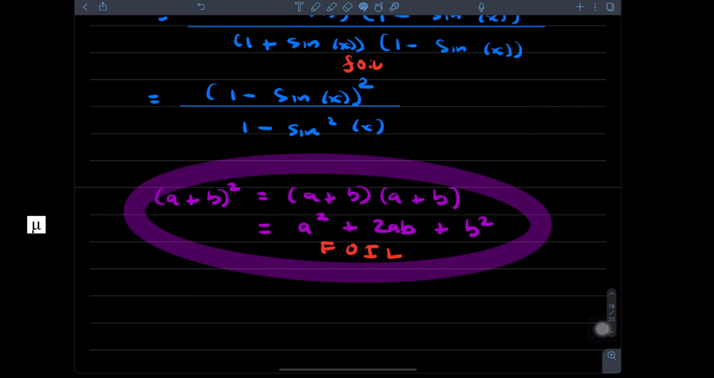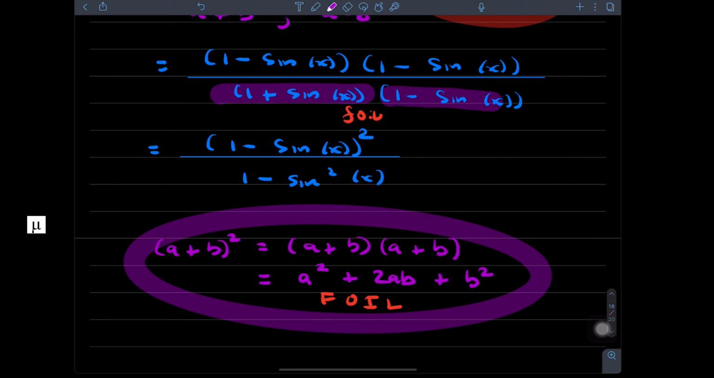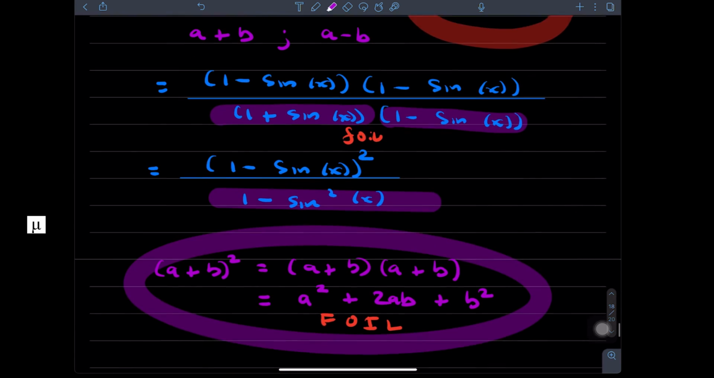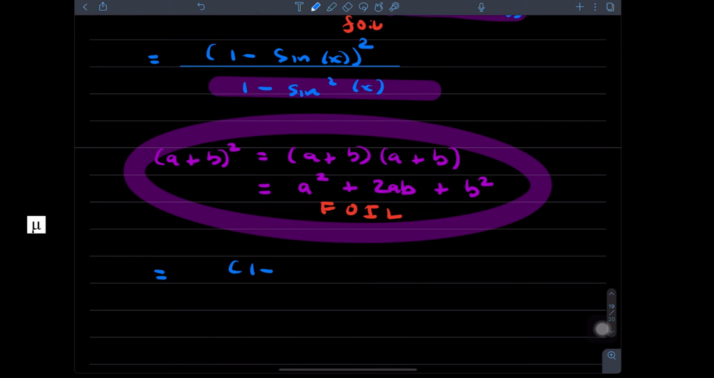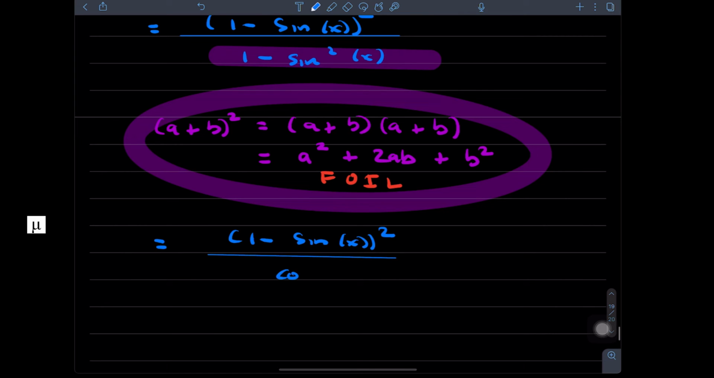So you say, what did I just do? Well, in that denominator down here, 1 plus sine times 1 minus sine by FOIL is 1 minus sine squared. So I'm applying FOIL. Okay, so take a look. It's not a conjugate. I call it conjugate-ish. Okay, and then what does that give you? Do you guys know? What do you get? 1 minus sine squared over, what's the denominator? You guys know what 1 minus sine squared is? Is that cosine squared? Good.